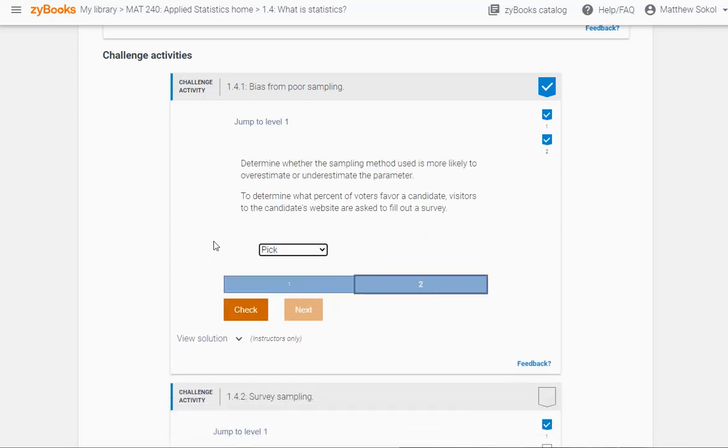Next one, to determine what percent of voters favor a candidate, visitors to the candidate's website are asked to fill out a survey. Well, this is going to overestimate the person's favorability, because people who go to their website already have a favorable opinion of the candidate, and people who don't have a favorable opinion are probably not going to go.